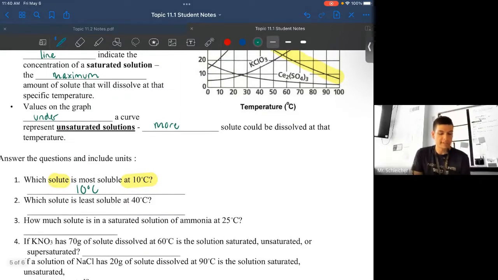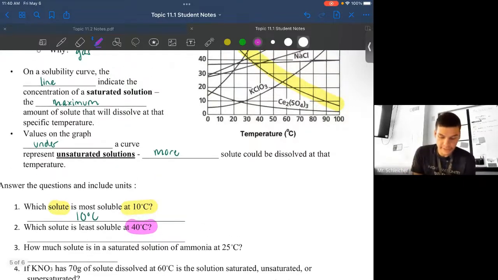Which solute is the least soluble at 40 degrees Celsius? Very similarly, I can go to that graph, look at 40 degrees Celsius at the bottom, and look at the lowest curve. And it looks like that lowest curve is this chemical, Ce2(SO4)3. So we can put that as our answer.